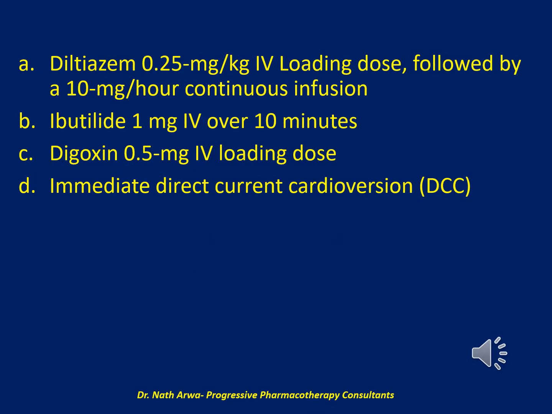Would it be A. Diltiazem 0.25 mg per kilogram IV loading dose, followed by a 10 mg per hour continuous infusion, or B. Ibutilide 1 mg IV over 10 minutes, or C. Digoxin 0.5 mg IV loading dose, or would it be D. Immediate direct current cardioversion, abbreviated as DCC? I will give you 10 seconds to choose the correct answer to this question from the listed options.